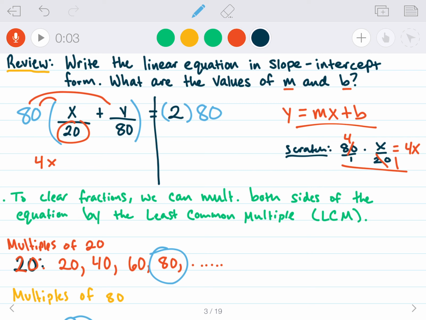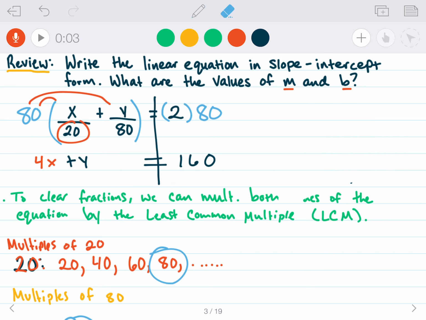All right, same thing over here. I'm doing 80 over 1 times y over 80, and these guys clear on the diagonal, right? 80 goes into itself once, it goes into 80 once, multiply straight across to just get y. So this just clears to plus y. So this distribution becomes 4x plus y equals, 2 times 80 on this side is 160. And now I can easily get this thing into y equals mx plus b form.